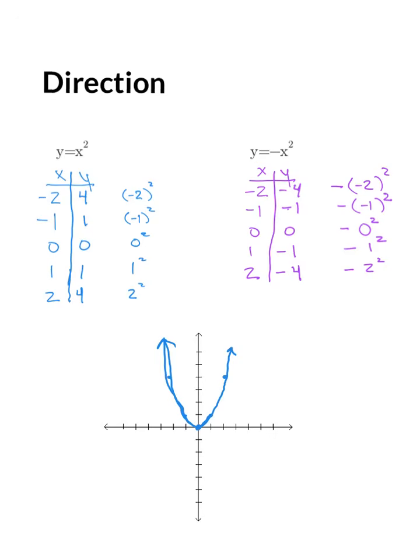If we graph the second one, we have negative 2, negative 4, which is going to be down in the third quadrant, negative 1, negative 1, 0, 0, 1, negative 1, and 2, negative 4. Again, when we graph this, we should have something that looks like a curvy V.